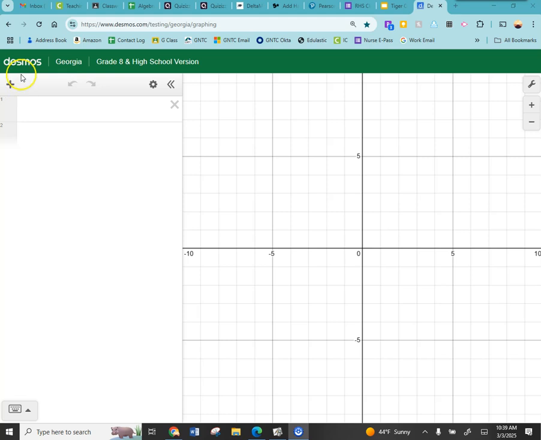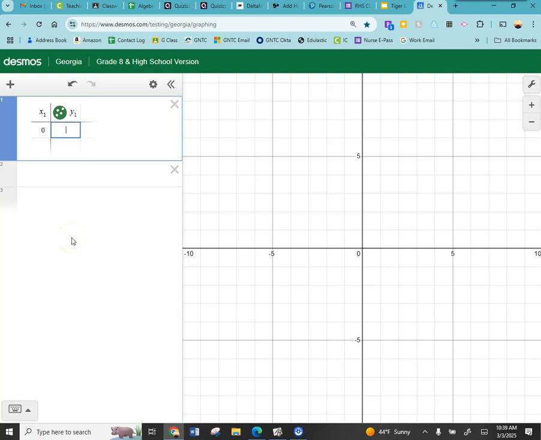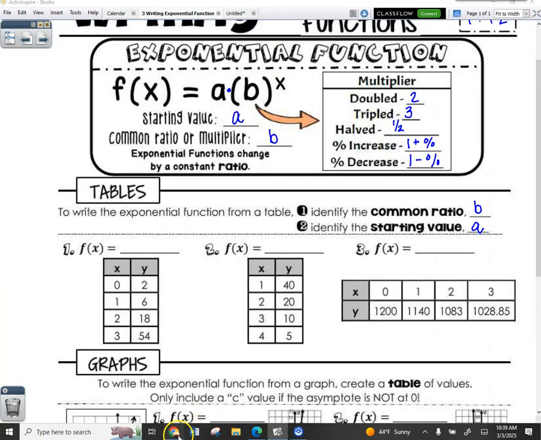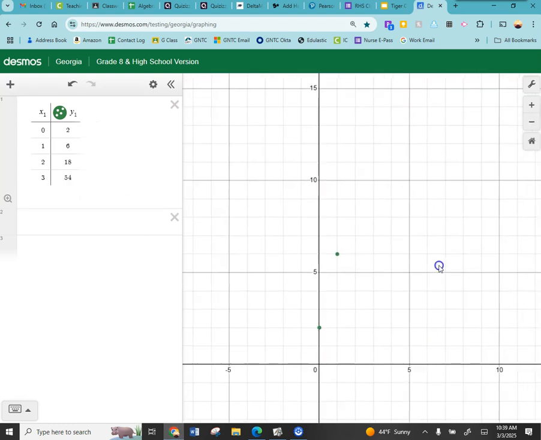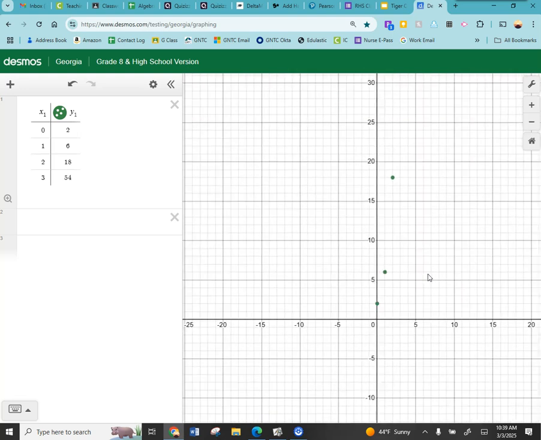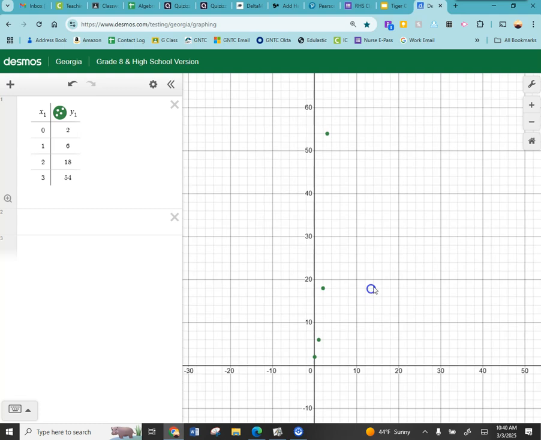So we don't have an actual function yet. We're entering the table. So you go here and hit table. We got 0, 2. Then what? 1, 6. 2, 18. What's the last one? 3 and 54. You should also notice that as you're plotting these points, they're putting them on here for you. Look at that.